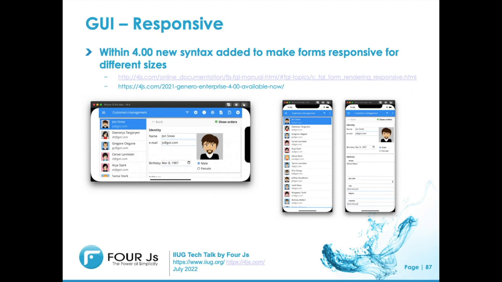Also within 4.00, we added new syntax to make forms responsive for different sizes. So in that particular screenshot, an HBox with a left and right container, if there isn't enough room to display both, it'll display one or the other, and you swipe between them on a mobile device or click a little button on a desktop device.